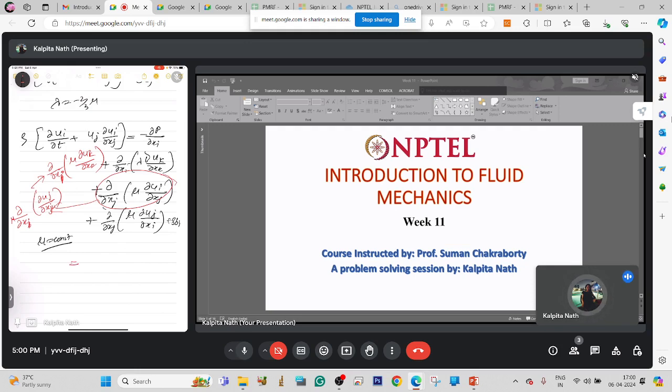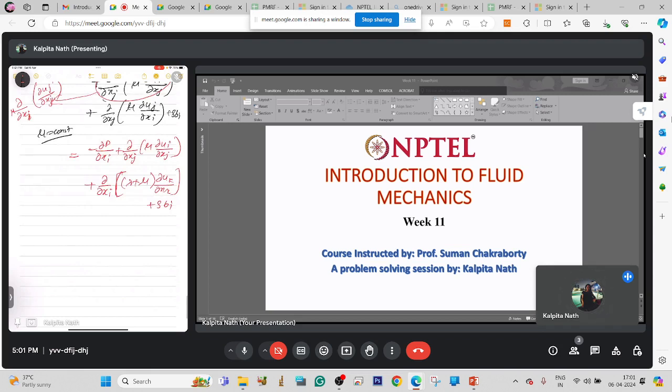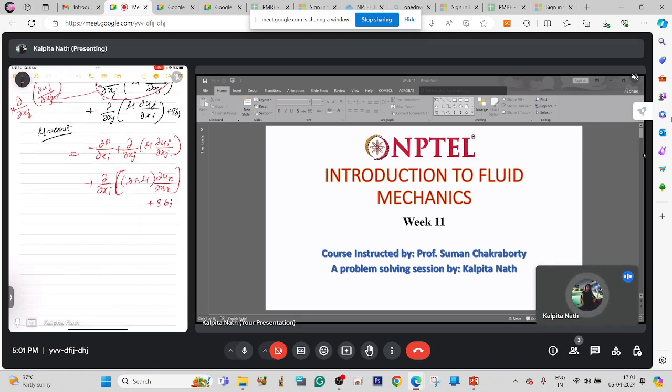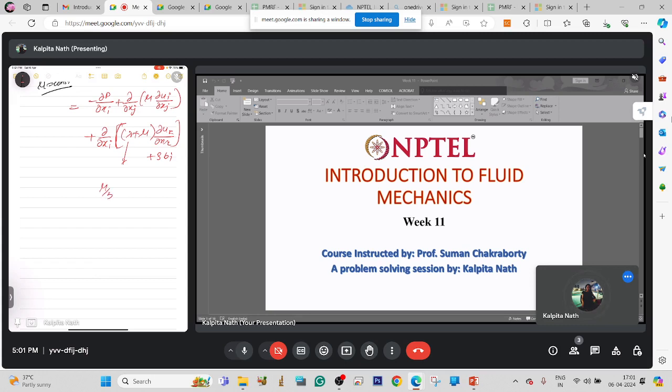So this whole thing will become minus del p del xi plus del xj del xj mu del ui del xj plus del xi, this whole lambda plus mu, we can write del uk del xk, plus rho bi, the body force term. If the fluid is a Stokesian fluid, then lambda is equal to minus 2 by 3 mu, so this whole term can be written as mu by 3. This is called the momentum conservation equation, the Navier-Stokes equation, and the assumptions used here are a homogeneous, isotropic, Newtonian, Stokesian fluid and no body couple.